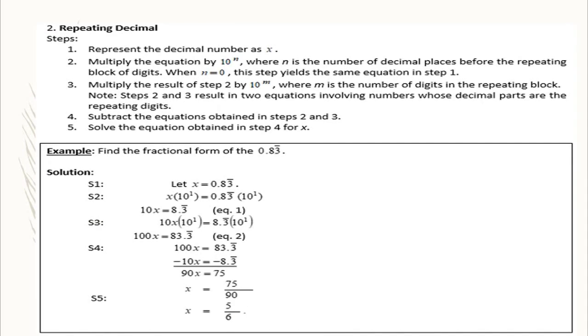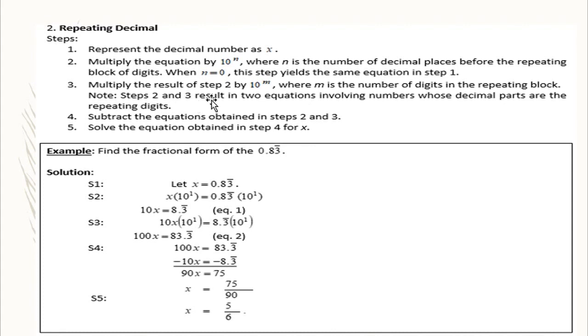Next, we have writing a repeating decimal into a fraction. These are the steps to follow. First, represent the decimal number as x. Second, multiply the equation by 10 to the power of n, where n is the number of decimal places before the repeating block of digits. When n is equal to 0, this step yields the same equation as in step 1. Third, multiply the result of step 2 by 10 to the power of m, where m is the number of digits in the repeating block.